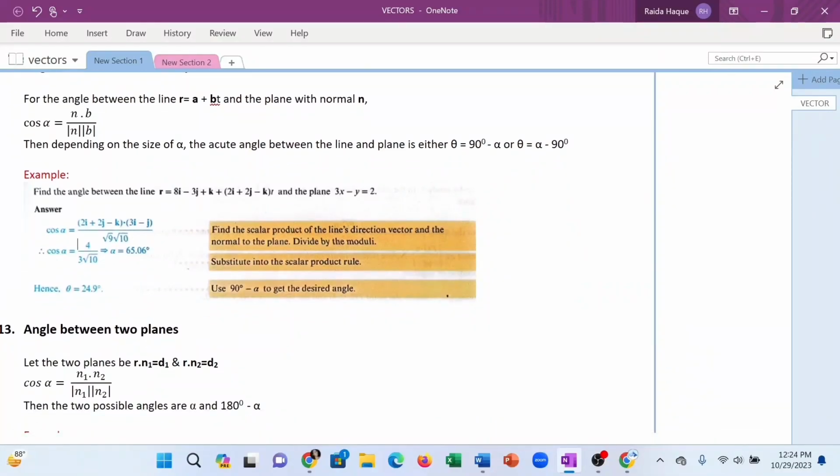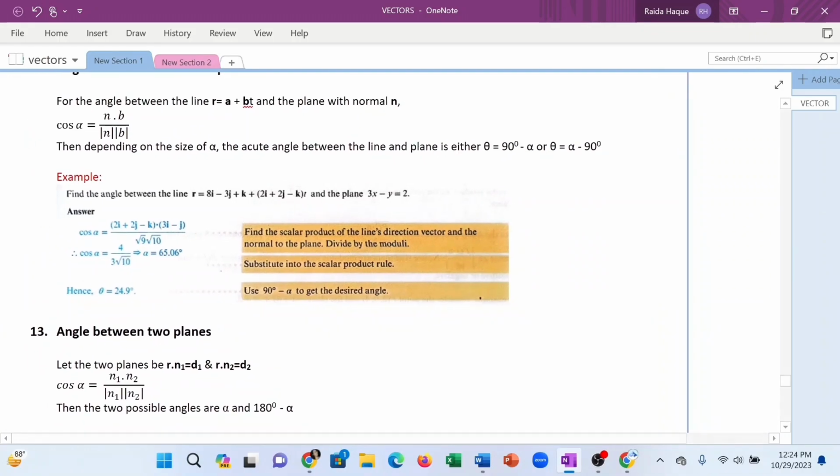And then once they have found the value of cos alpha over here, they got a positive value, right? So they got 65.06 degrees for alpha. Hence theta, since this is less than 90 degrees, will be 90 minus alpha. So that leaves us with 24.9 degrees.